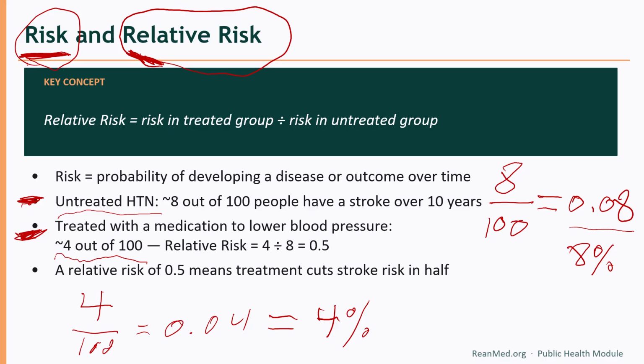So I think you can see here that the risk of stroke when you take a medication is a lot lower. It's only 4% compared to the risk when you don't take a medication, which is 8%. On the next slide, I'll show you how to calculate relative risk to compare the two together.